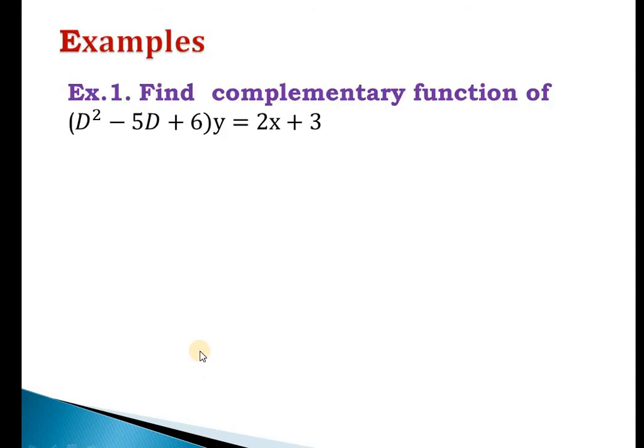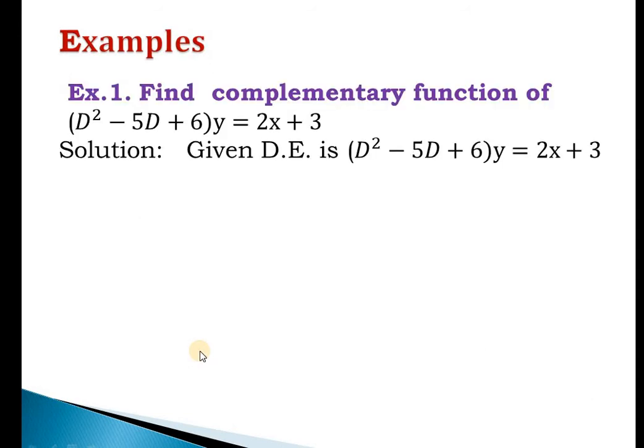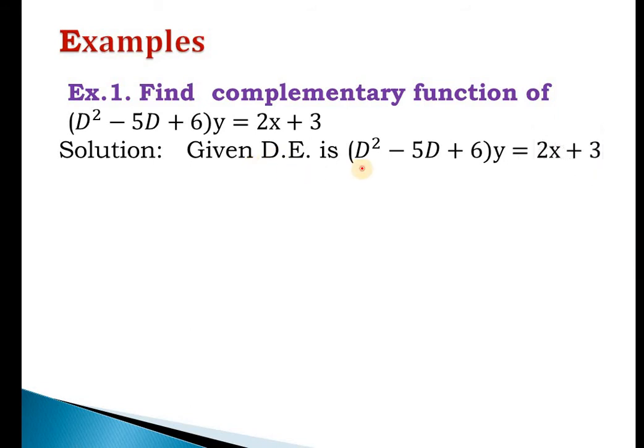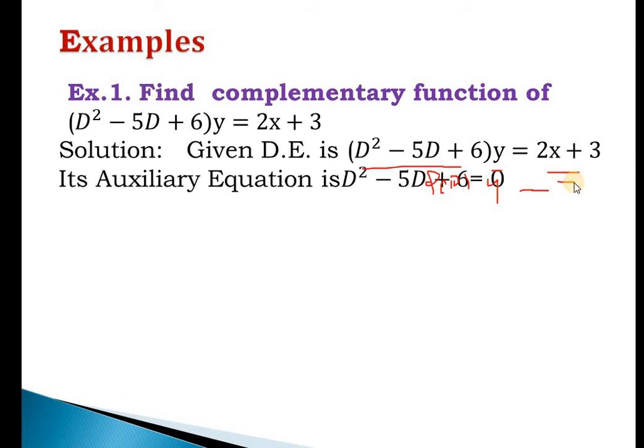So let us see an example. Find the complementary function of the differential equation (D square minus 5D plus 6) into y is equal to 2x plus 3. If we observe, this is a differential equation of the type phi of D into y is equal to f of x. This is my phi of D, this is my y, and this is my f of x.